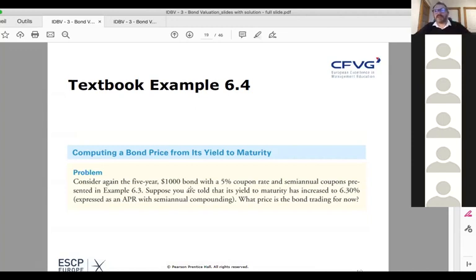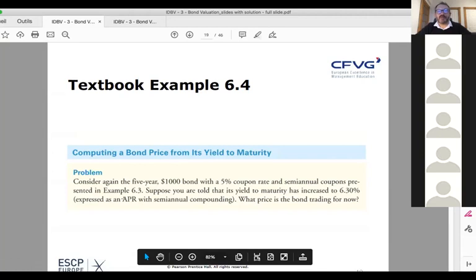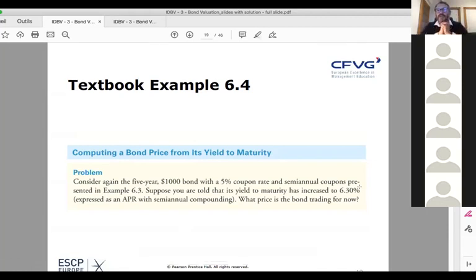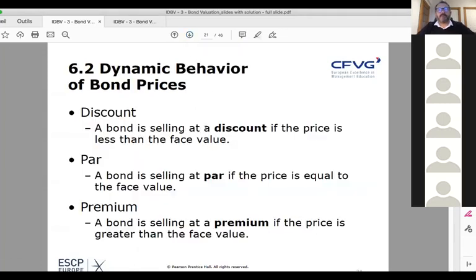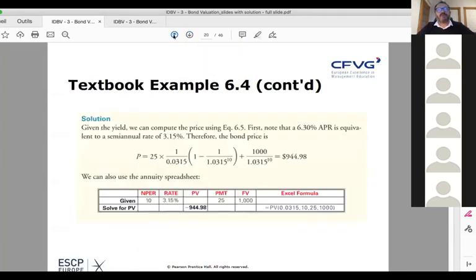So yield to maturity has increased to 6.30. We have to understand that it's an annual rate. Okay, and then they say that to be able to calculate the semi-annual rate, we're going to take an APR with semi-annual compounding. But this is an annual rate. Usually, the rates which are provided are annual rates. Okay, so let's move on.